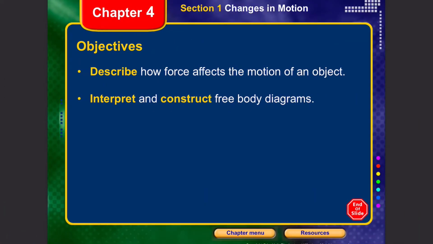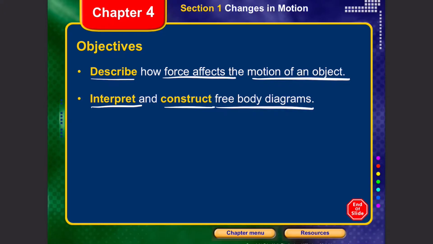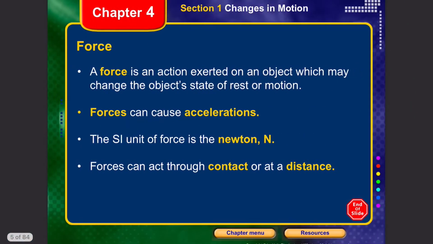In section 1, our objectives are to describe how forces affect the motion of an object, and second, to interpret and construct free body diagrams. So let's start with an example of force. What is force? Force is simply an action exerted by an object which may change the state of the object, its state of rest or motion.